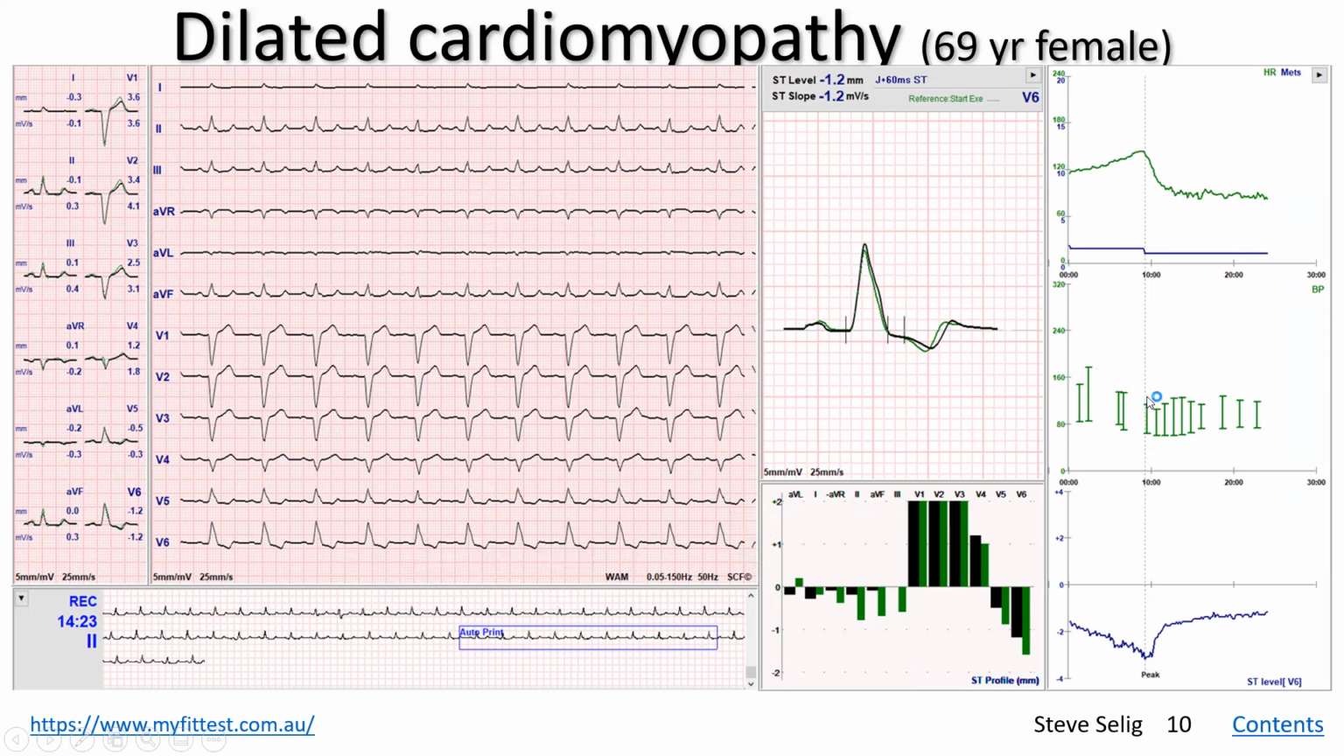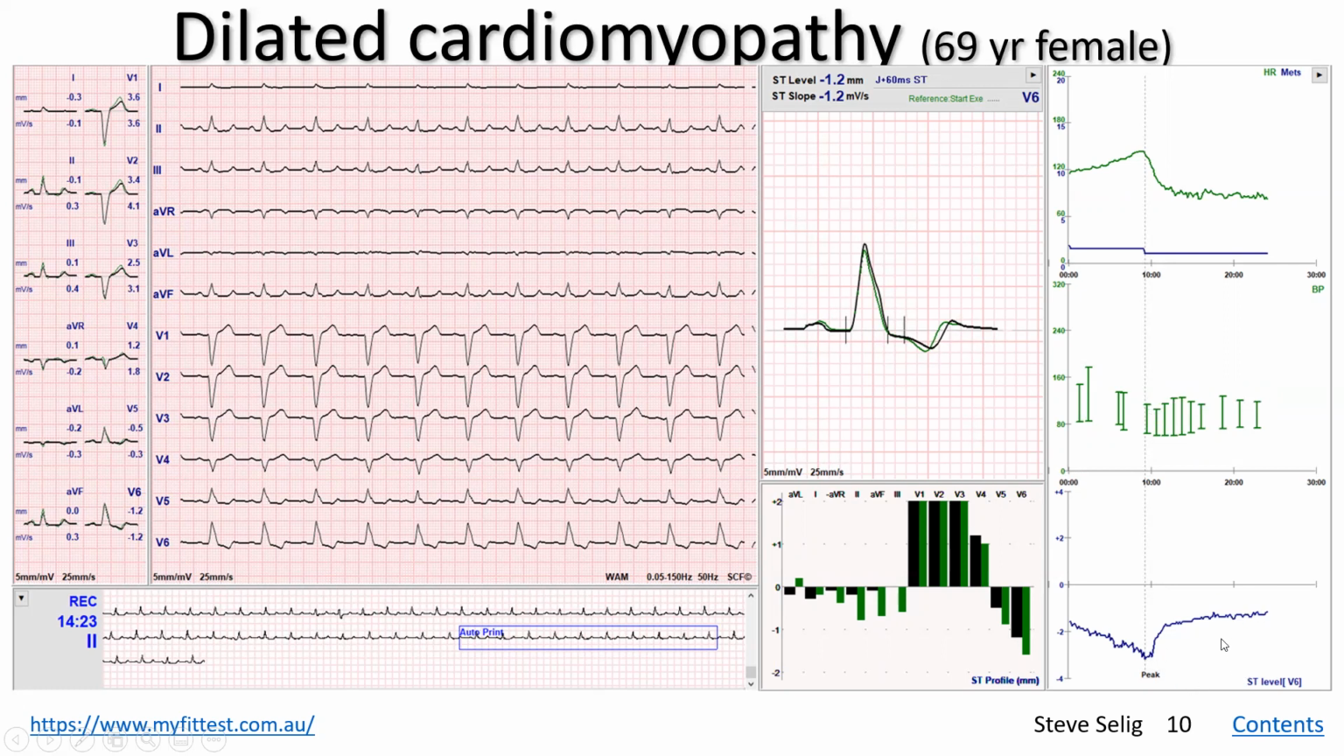These are her blood pressure responses to exercise. I haven't got the pre-exercise blood pressure, but you can see that her post-exercise is on the lowish side, I suppose. Oh, no, it's actually not too bad. It's about 120/80. So the blood pressures are actually quite good there.